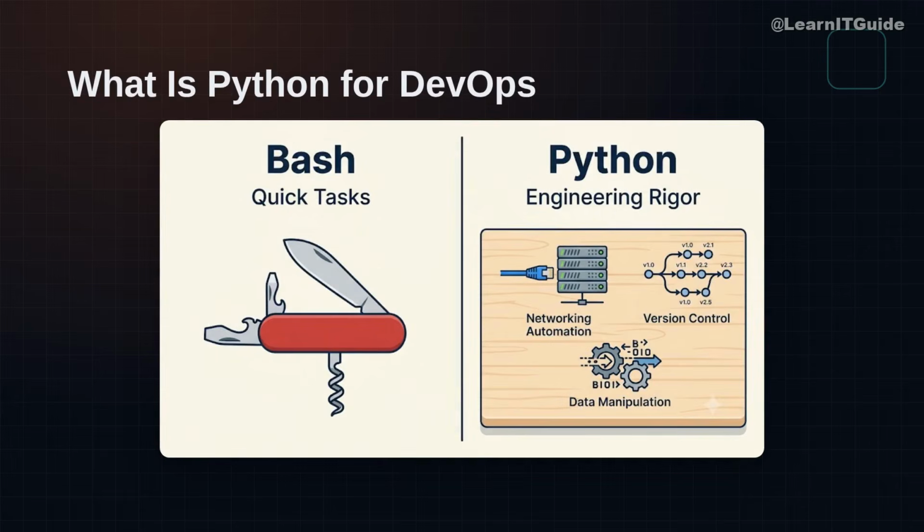What is Python for DevOps really? It is about bringing software engineering rigor to infrastructure tasks. Think of Bash like a Swiss Army knife. It is great for quick, simple tasks on a single server. But Python is like a fully equipped professional workshop. You have power tools for networking, version control for your logic, and precision instruments for data manipulation. You do not build a skyscraper with a Swiss Army knife. You do not build complex, scalable cloud automation with just Bash.